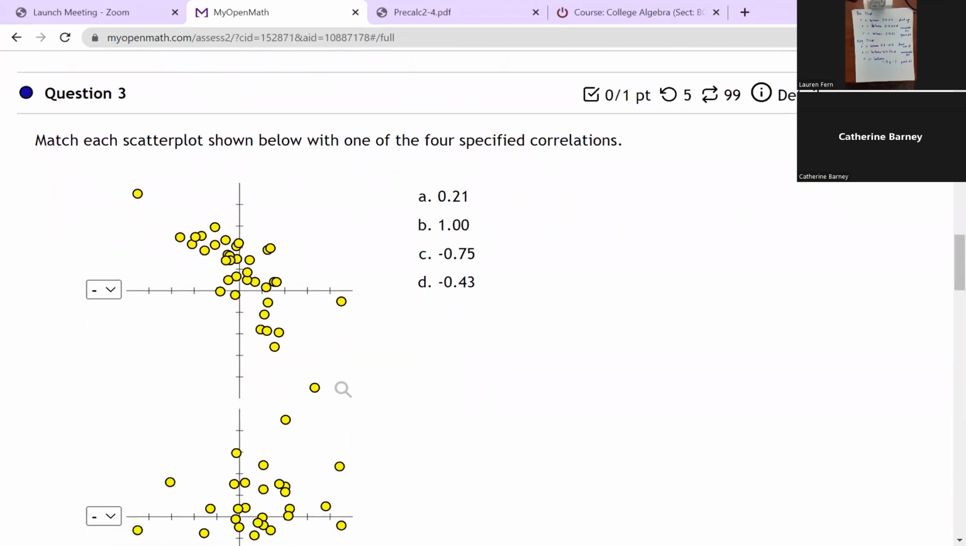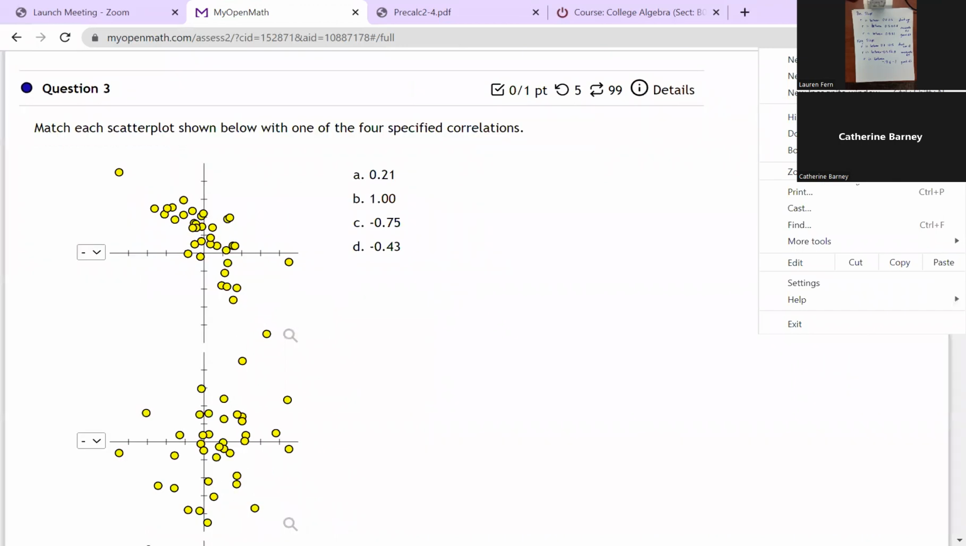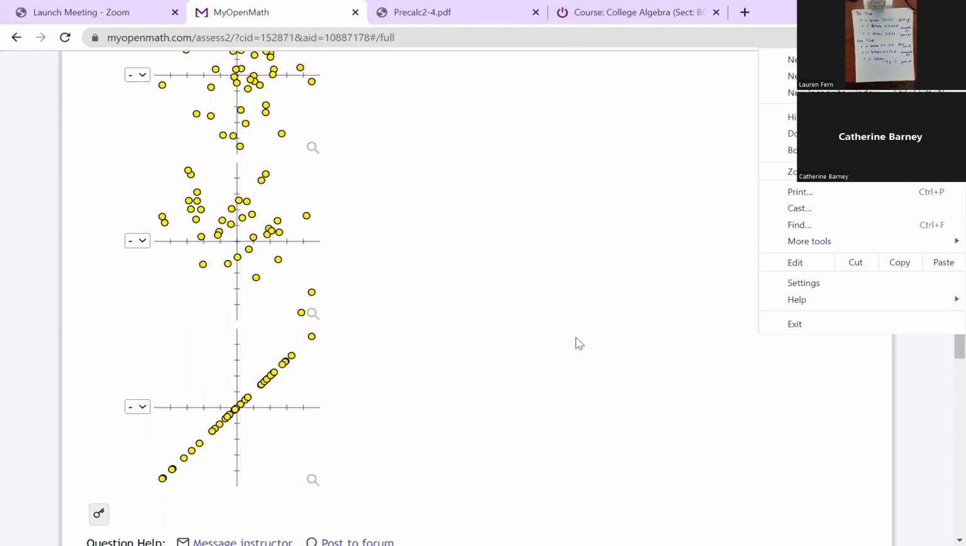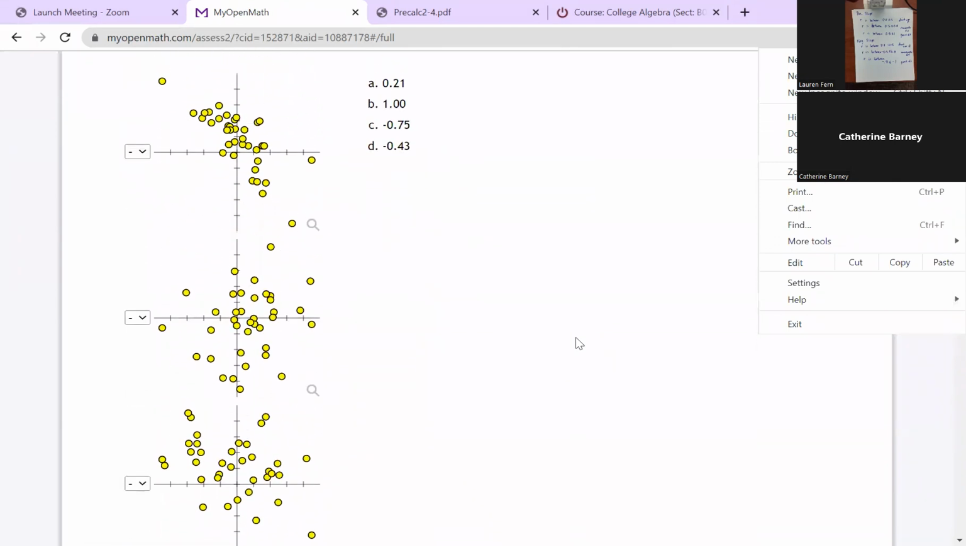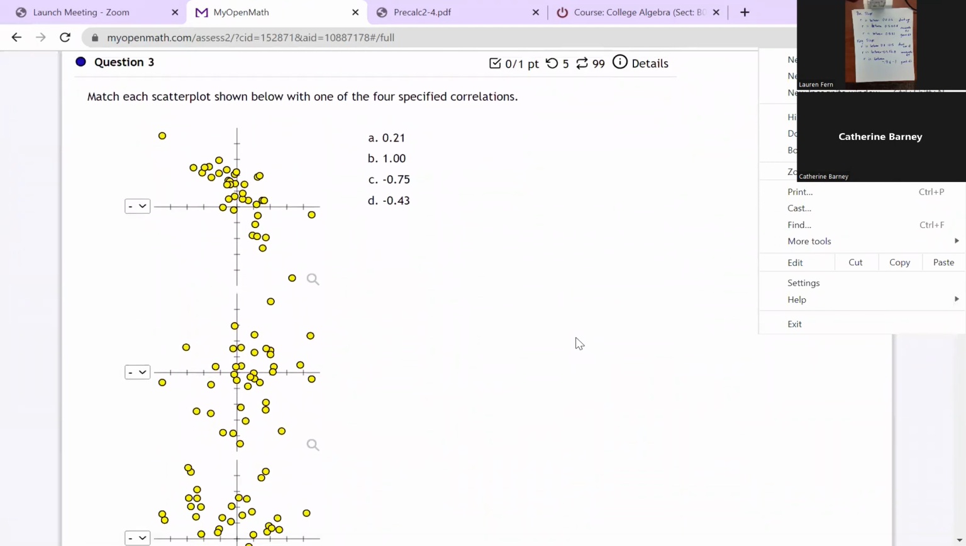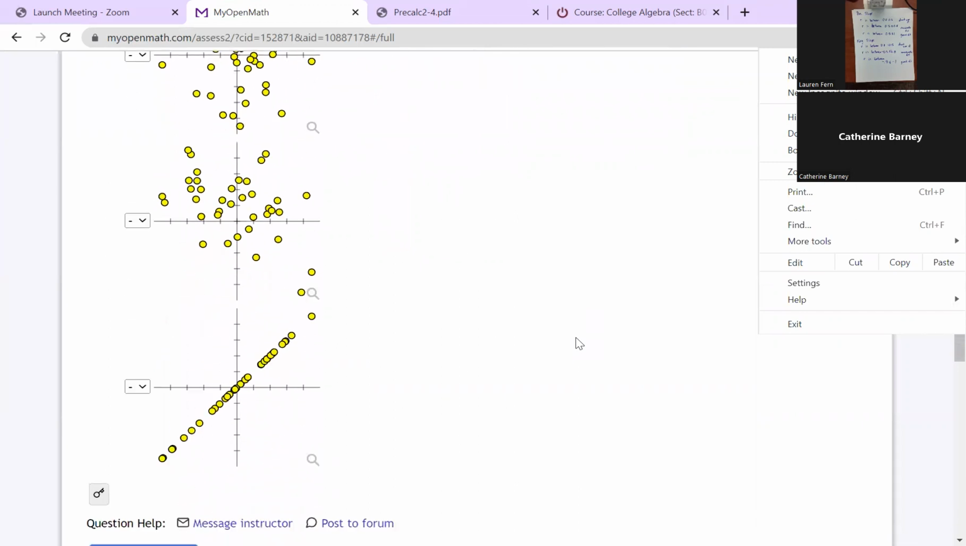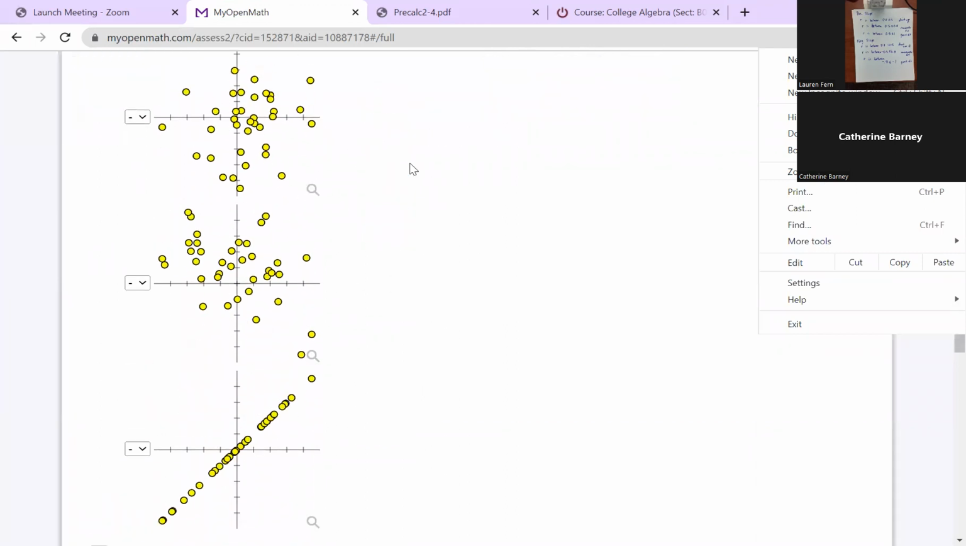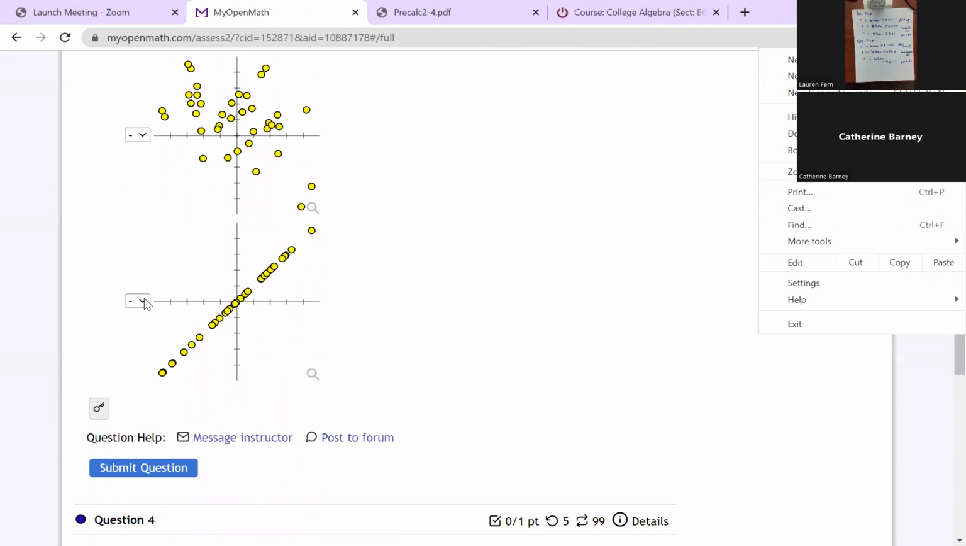Okay, so the next one has you play along with some correlation coefficients. What they want you to do is play match. This looks like a nearly perfect positive slope line, correct? Well, isn't that B? Remember, I gave you those ranges for the correlation coefficient, so I would put B here.